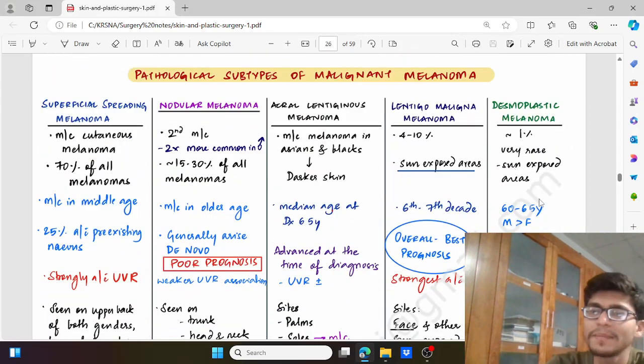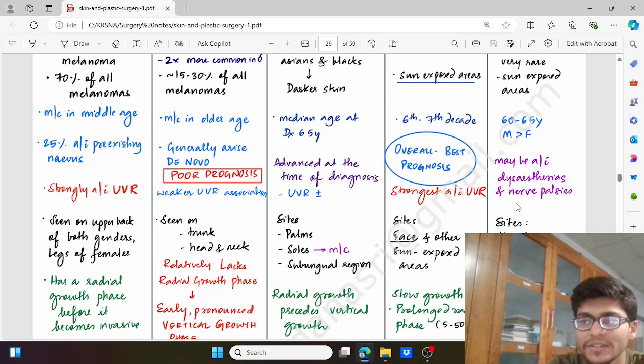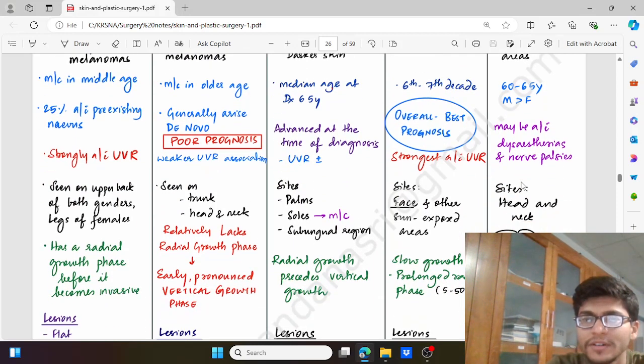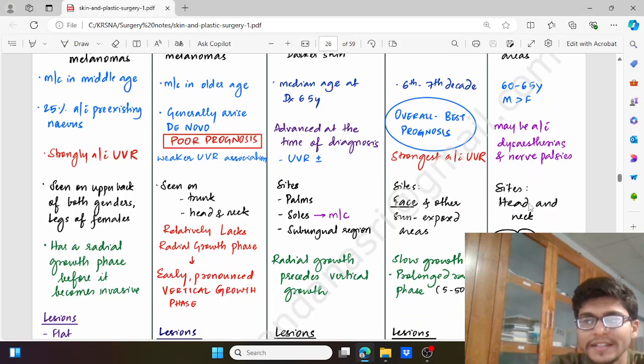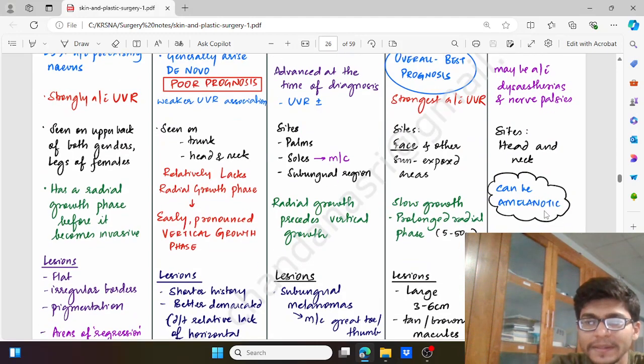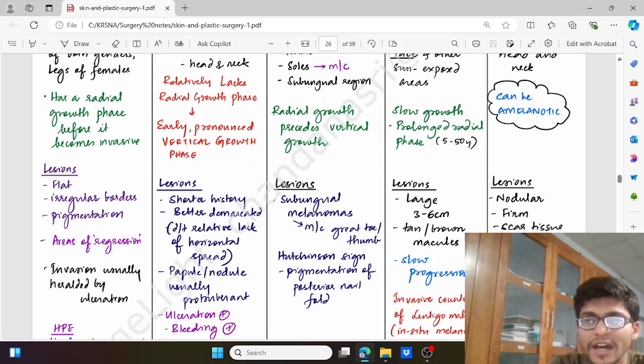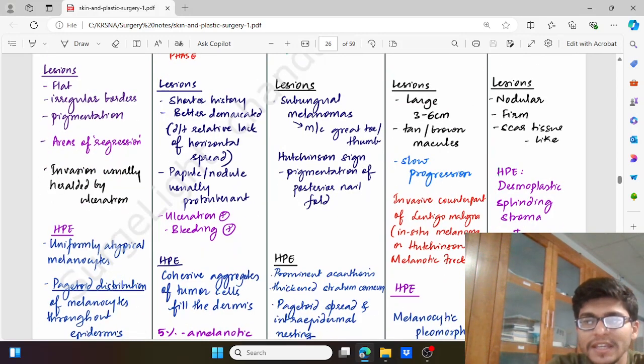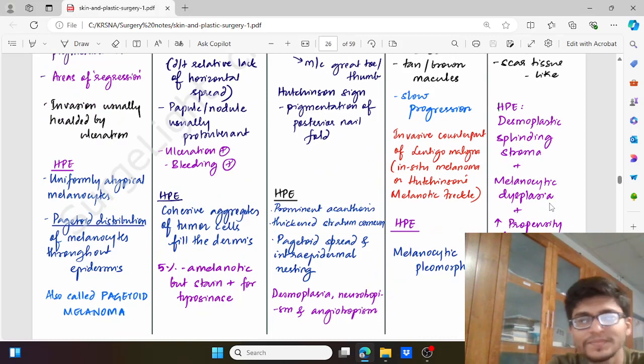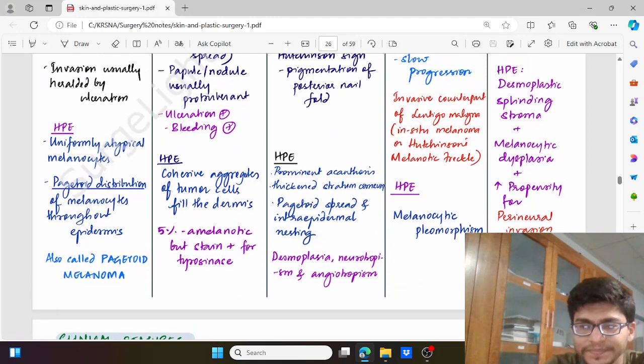Next is the desmoplastic melanoma, around 1%, very rare, sun exposed area, old age, more common in males, associated with dysesthesia, nerve palsies. Site is head and neck, can be amelanotic. Lesions are nodular, firm, scar-like. Histopathology showing desmoplastic, spindling stroma, melanocytic dysplasia, and propensity for perineural invasion and lymphatic spread.